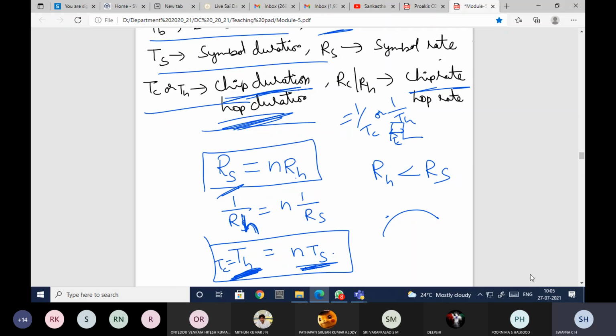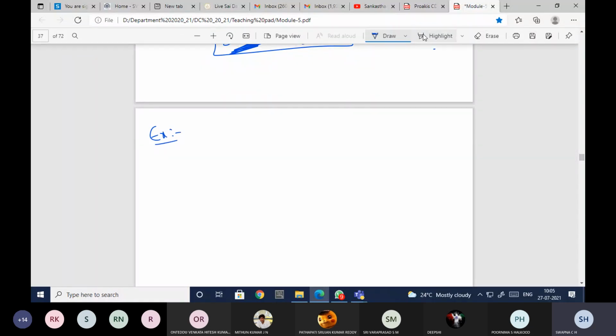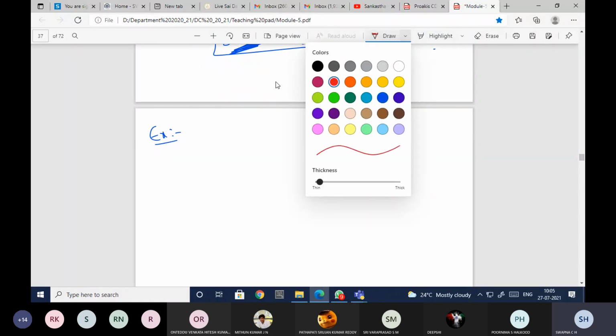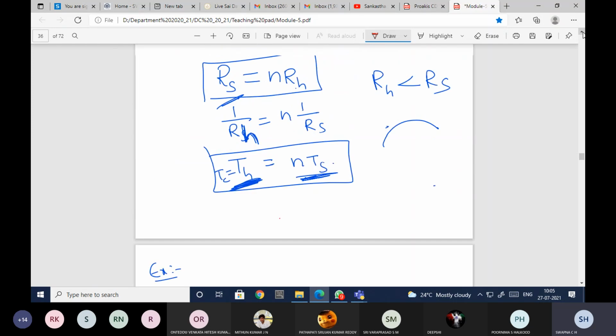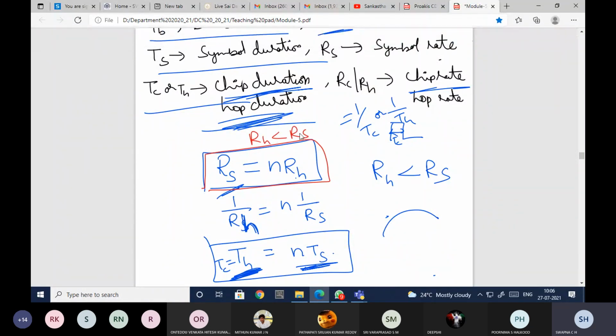So this we will understand by using one example. Note down the question. Now let us note down the question. To understand, see here I have just stated it. The symbol rate is greater than the hop rate, or the hop rate is less than the symbol rate. This is what I have just stated here.